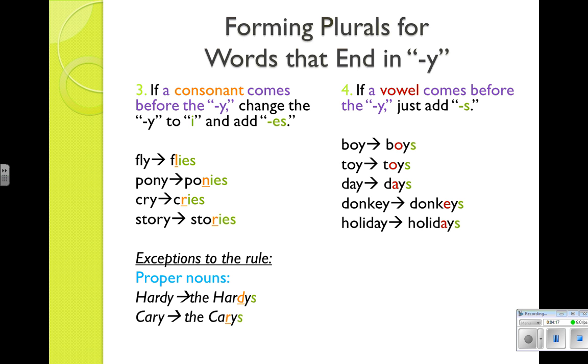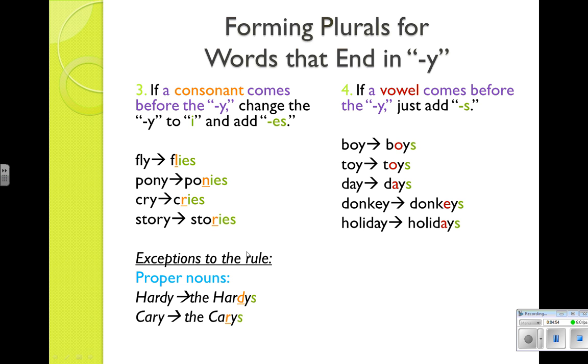Okay, the next two rules both relate to what you should do if a noun ends in Y. Most of the time, a consonant will come before the Y, and when that happens, you change the Y to I and add ES. So fly becomes flies, pony becomes ponies, cry becomes cries, and story becomes stories. Notice they all have a consonant. So fly has an L, pony has an N before the Y, cry has an R, and story also has an R. So because the consonant comes before the Y, that's why we add ES.